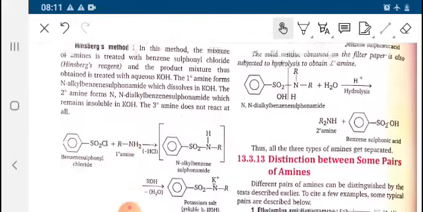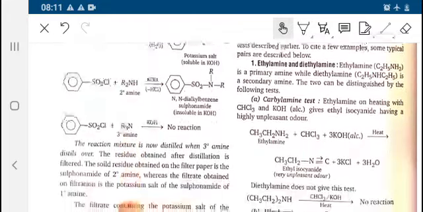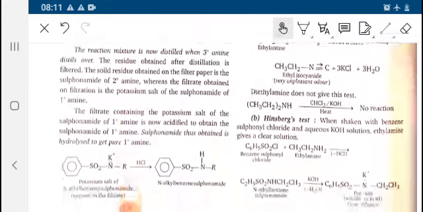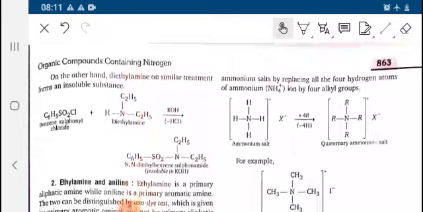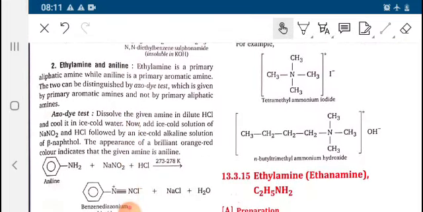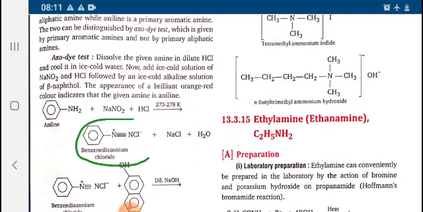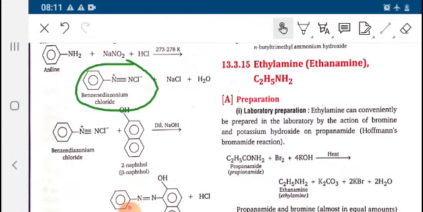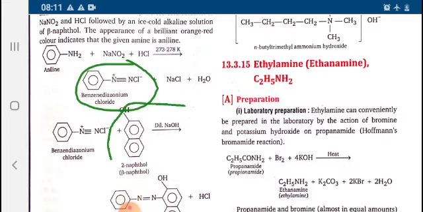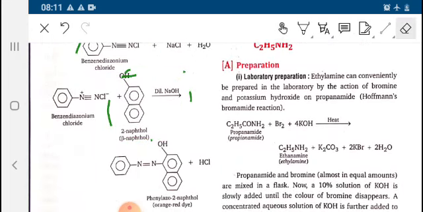Second is the Hinsberg method. In this, benzene sulfonyl chloride reacts with 1-degree amine, 2-degree amine and 3-degree amine, which we have already discussed in the Hinsberg test. Next is the ethylamine and aniline azo dye test. In this there is formation of benzene diazonium chloride, which on further reaction with alpha or beta naphthol forms an orange red dye, that is phenyl azo 2-naphthol.